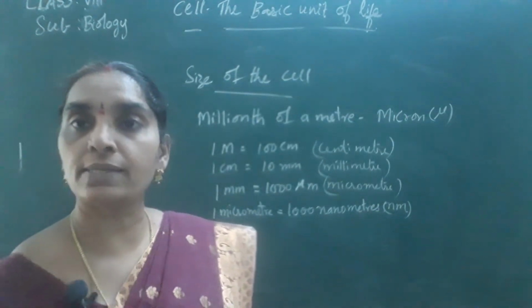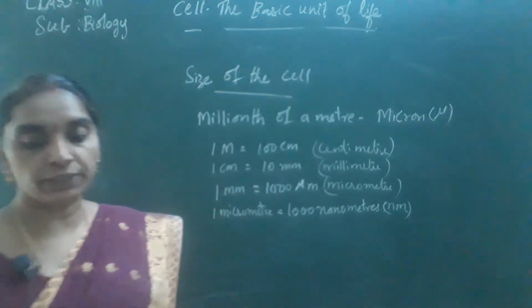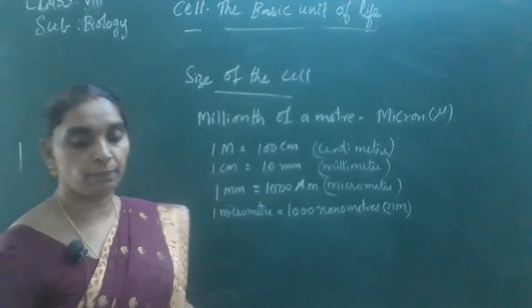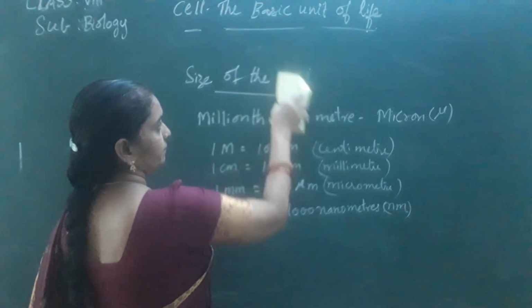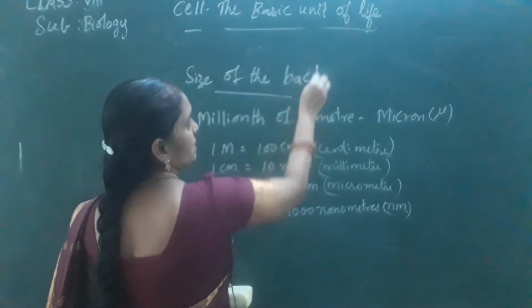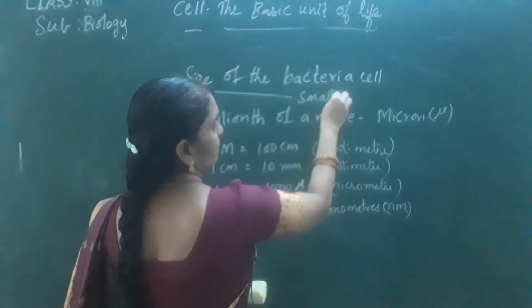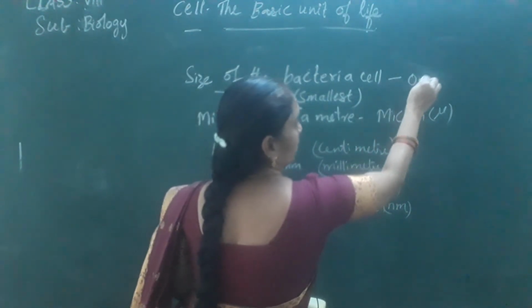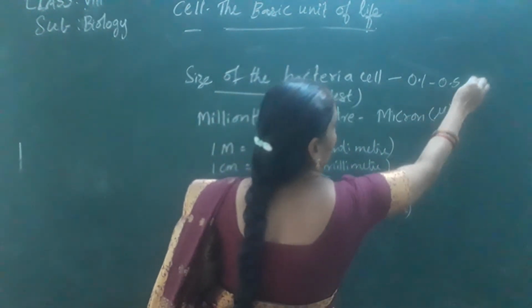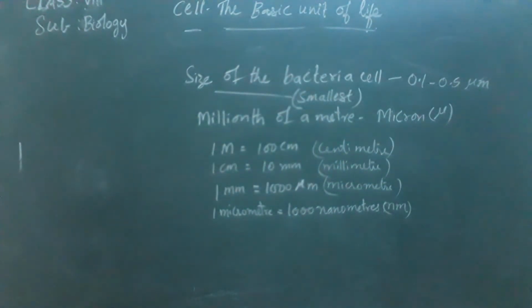Now we'll see the size of the smallest bacteria cell, which ranges from 0.1 to 0.5 micrometers. The bacteria cell is the smallest one. It ranges between 0.1 to 0.5 micrometers. Note down.